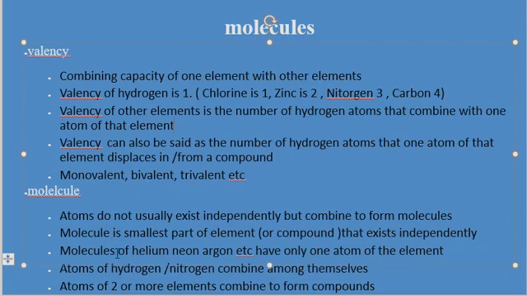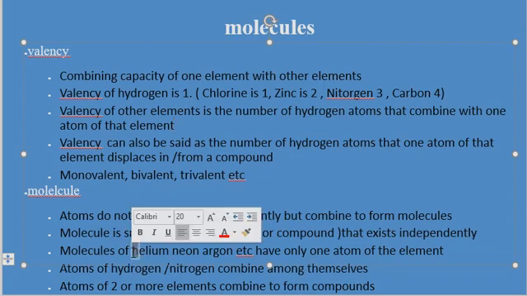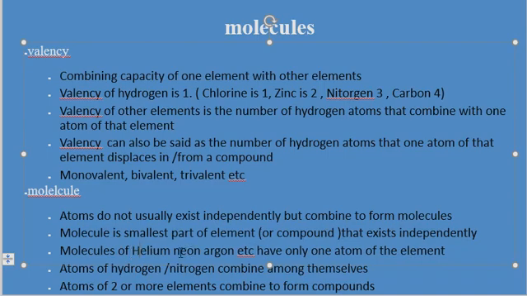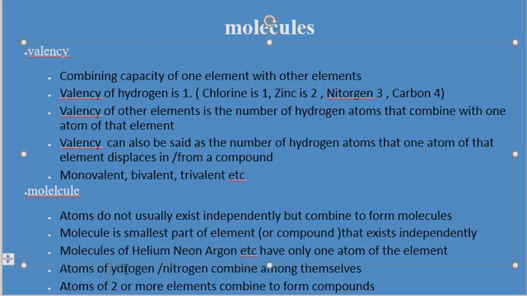Whenever you write the name of an element, the first letter has to be usually capital. Now, these are inert gases or minor gases, of which we have very little. These inert gases have only one atom of that element. They don't have to combine with something else to remain independent. But atoms of hydrogen and nitrogen combine themselves. Combine themselves means what? Hydrogen will join with another hydrogen. Nitrogen will join with another nitrogen.